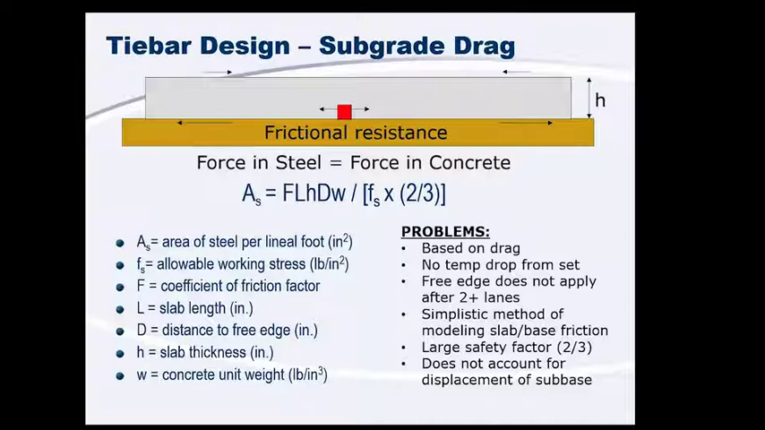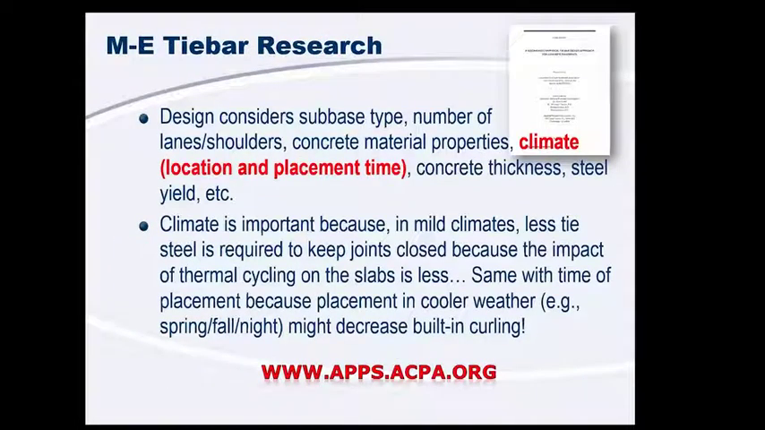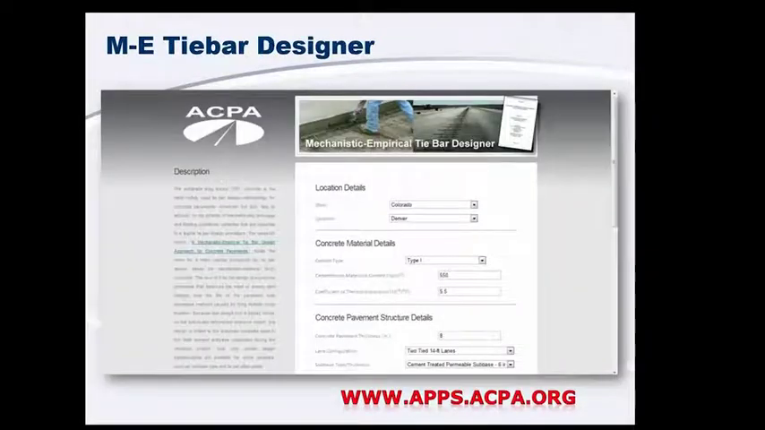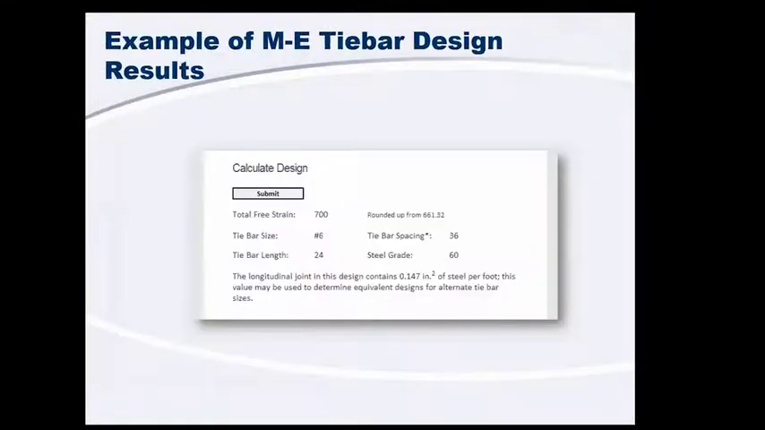So our tie bar design is kind of similar to our dowel design in that we aren't really designing these things. It's really based on subgrade drag theory, which isn't really good enough to kind of design these things. So there has been some research going on. ARA published a study that we've kind of developed into our ME tie bar designer app. It's another free tool on the website. And this can help you determine which tie bars to use at what spacings.